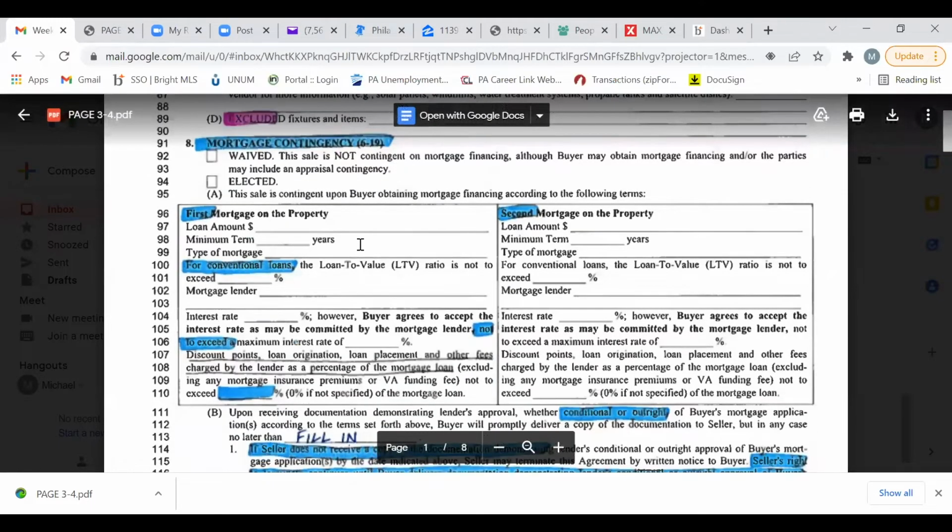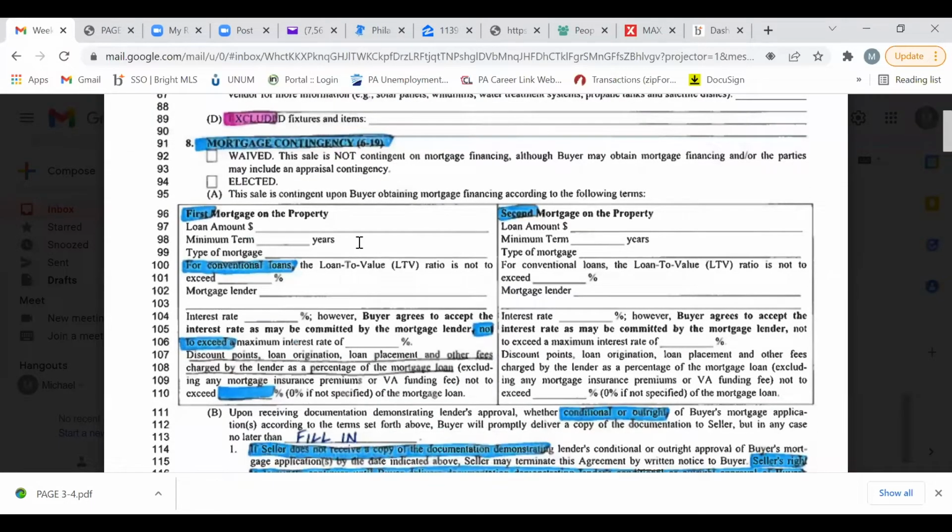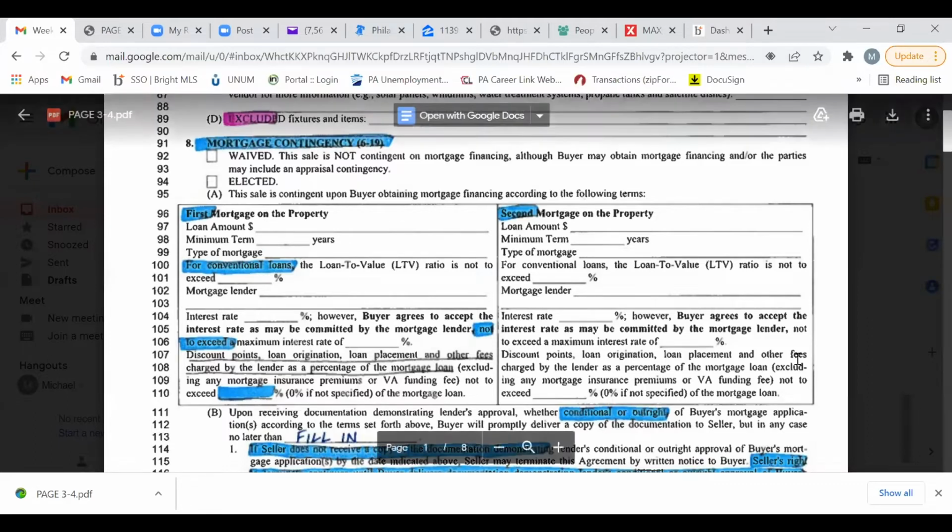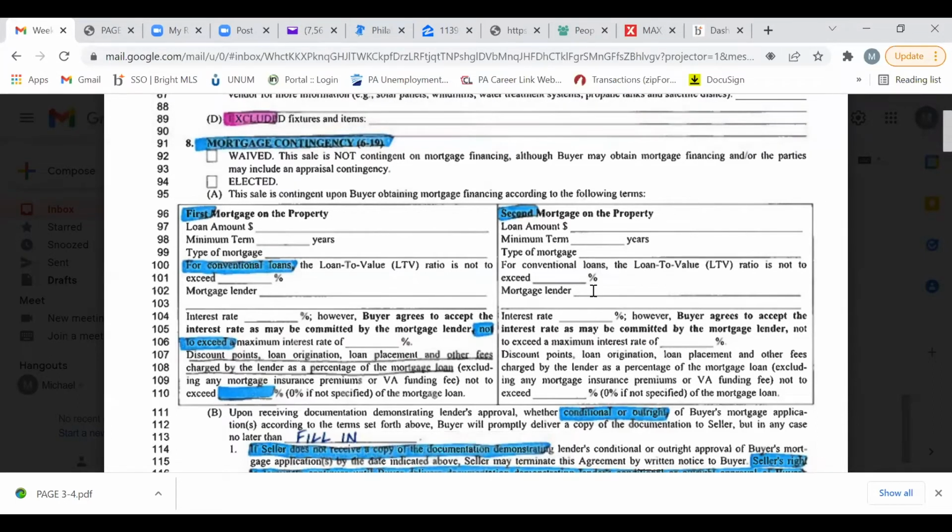The second choice is elected. So they can elect to have a mortgage contingency, and then everything thereafter, Part A, this sale is contingent upon buyer obtaining mortgage financing according to the following terms. So you have these two boxes for a first mortgage on the property and a second mortgage on the property. These are basically the rules you go by for the mortgage contingency.